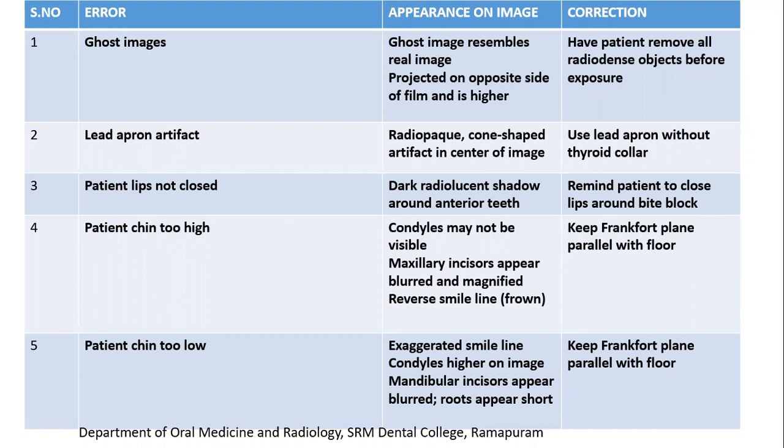If the patient's chin is too high, the condyles may not be visible and the maxillary incisors can be blurred. And there can also be reversal of the smile line. If the chin position is too low, there can be an exaggerated smile line and the condyles are higher on the image. The mandibular incisors appear blurred and the roots appear short.